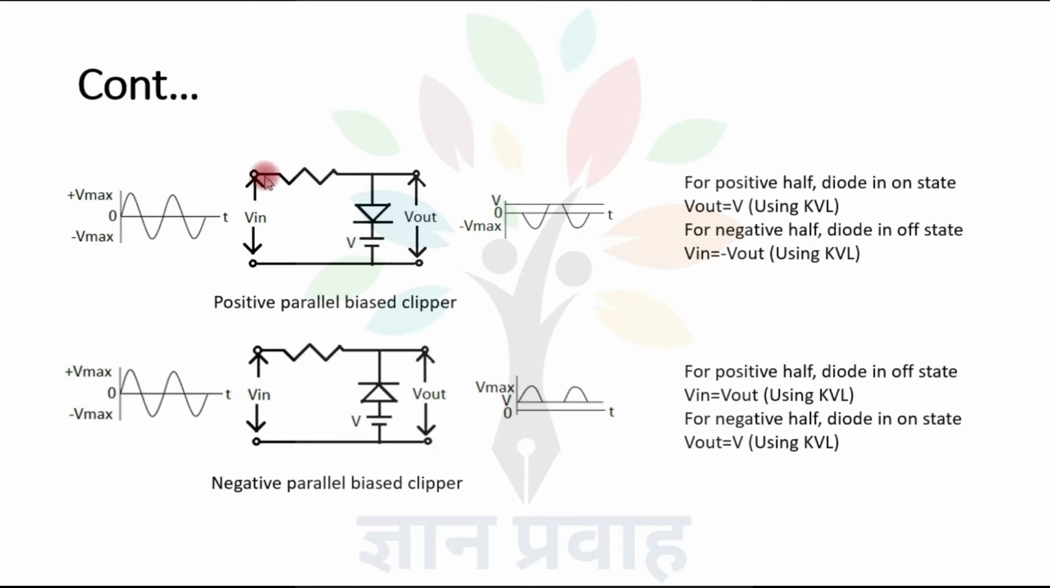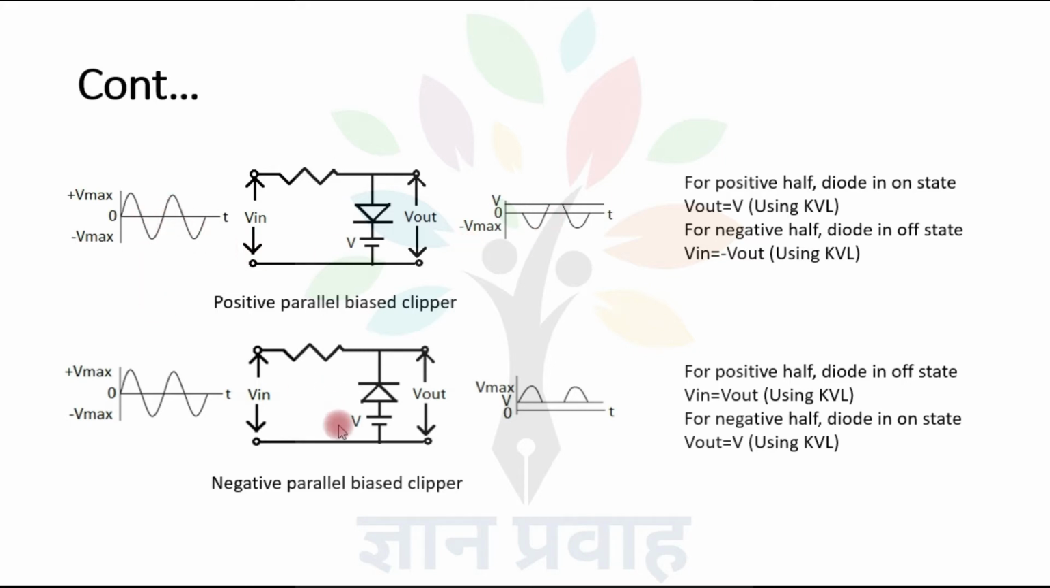For the negative half, this terminal is negative, this one is positive. This terminal is negative means this PN junction diode is operating in reverse bias. So by applying Kirchhoff's voltage law in this loop, V in equals minus V out, or V out equals minus V in. So the maximum value of V in is V max, so V out equals minus V max. So the maximum value of V out is minus V max. So the signal received at the output of the positive parallel biased clipper circuit is given here.